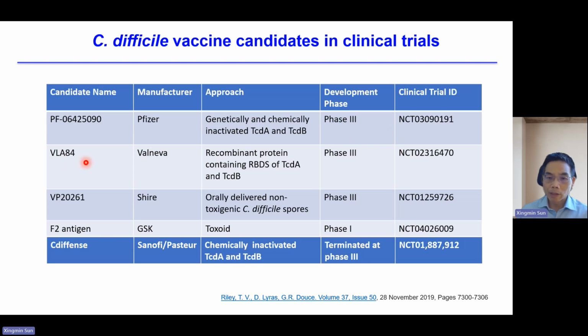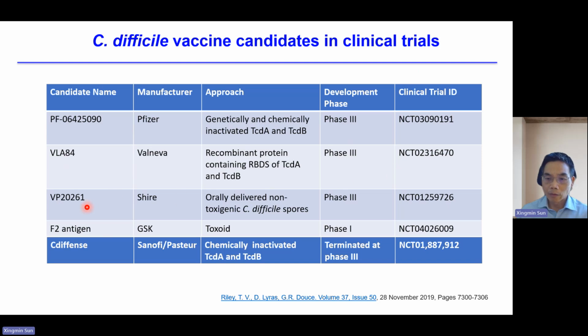The second vaccine candidate is from the company Valneva. This vaccine candidate is a fusion protein containing the receptor binding domains of toxin A and toxin B. It was in a phase 3 clinical trial, but so far there is no update on this vaccine candidate.